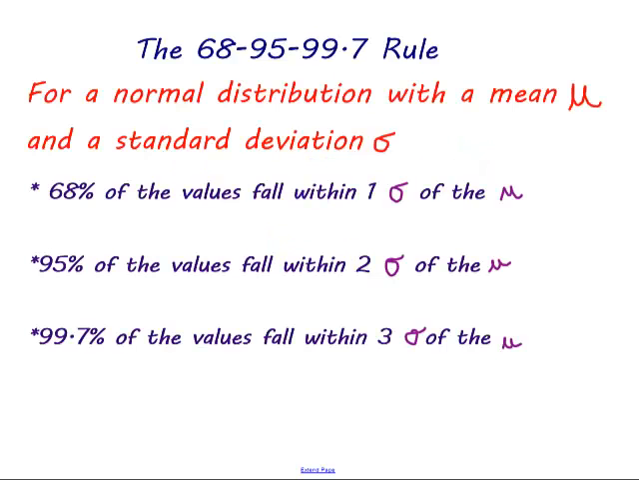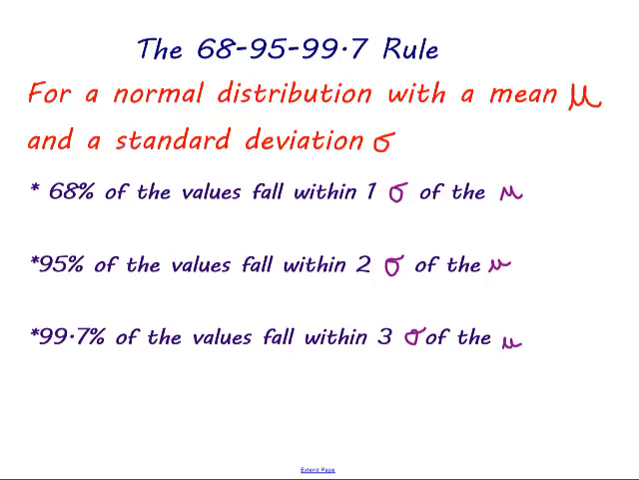Normal models give us an idea of how extreme a value is by telling us how likely it is to find one that far from the mean. For a normal distribution with a mean mu and a standard deviation sigma, 68% of the values fall within one standard deviation of the mean. 95% of the values fall within two standard deviations of the mean, and 99.7% of the values fall within three standard deviations of the mean.